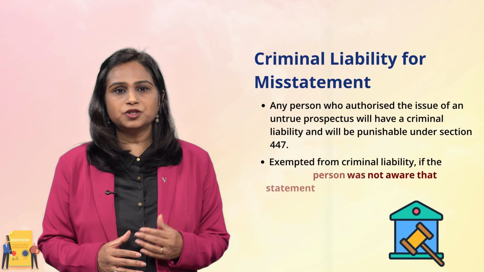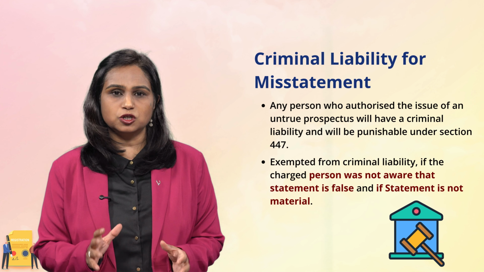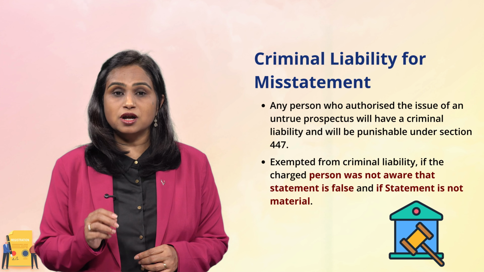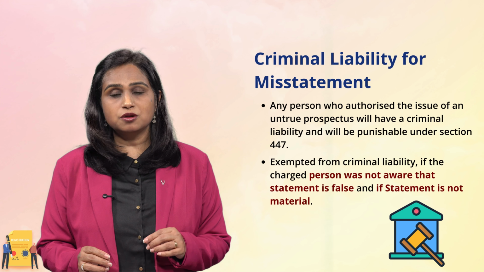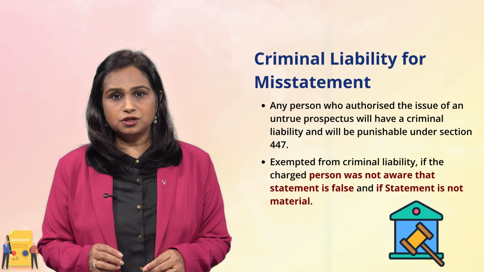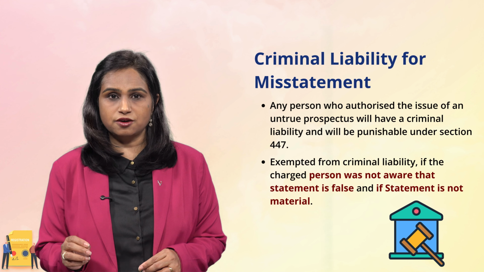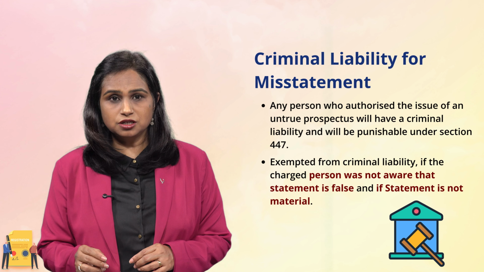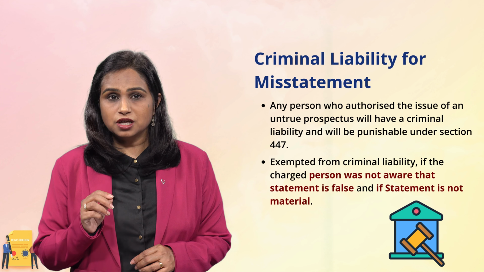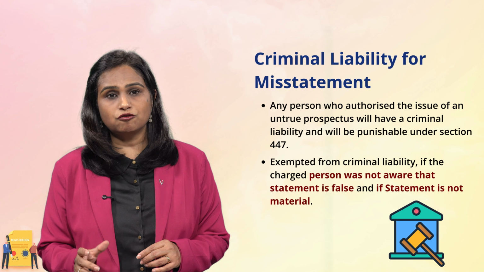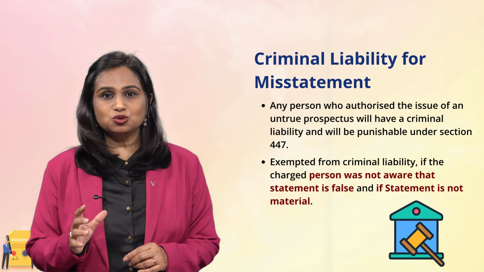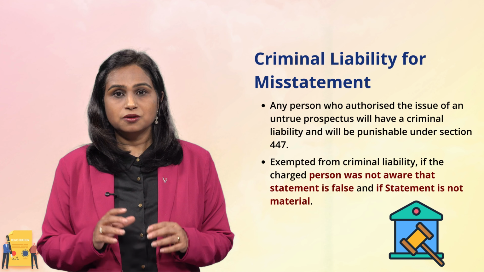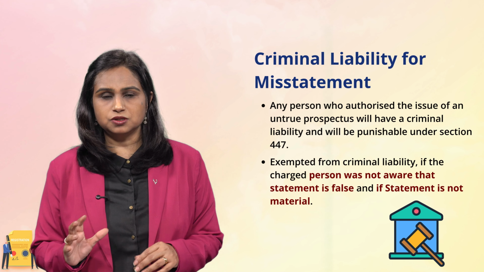Now, let's move to the criminal liability for misstatements in prospectus. Any person who authorizes the issue of an untrue prospectus will have a criminal liability and will be punishable under section 447 for committing fraud. A person will not be held guilty if they can prove in the court that they were not aware that the statement is false. Also, if the untrue statement is not material, that is, not an important one, then too the court will not charge the person.